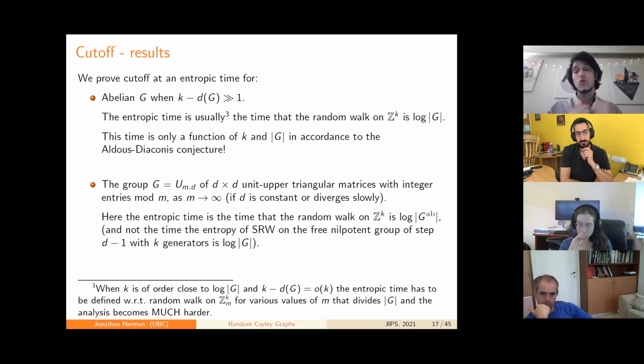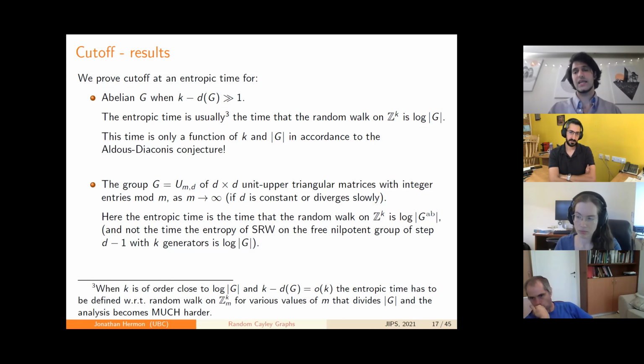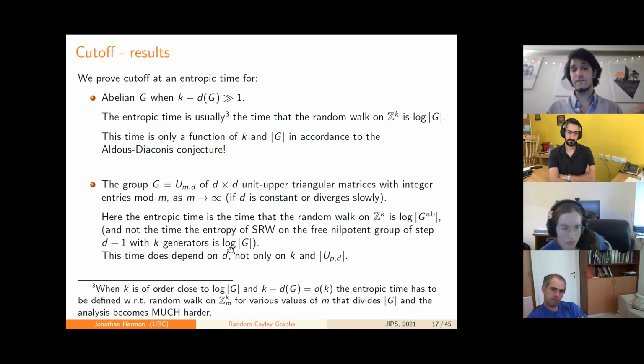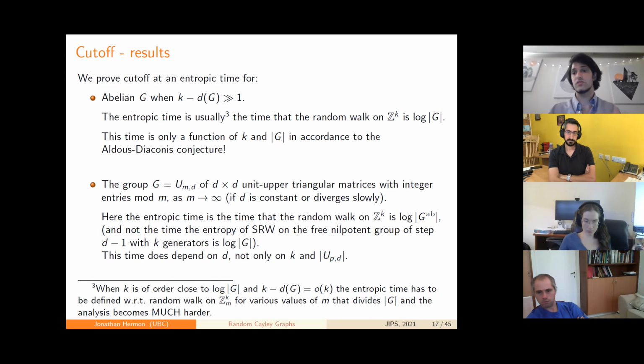Okay, but if you look at this generalization, then you're actually overshooting the mixing time. So this is not the right thing to look at. Moreover, this entropic time that I just defined also depends on the dimension. So here the cutoff time does depend on the algebraic structure, as opposed to the secondary aspect of the Aldous-Diaconis conjecture. So there's still cutoff, which is really the main point of their conjecture, but it could depend on the algebraic structure already for nilpotent groups.